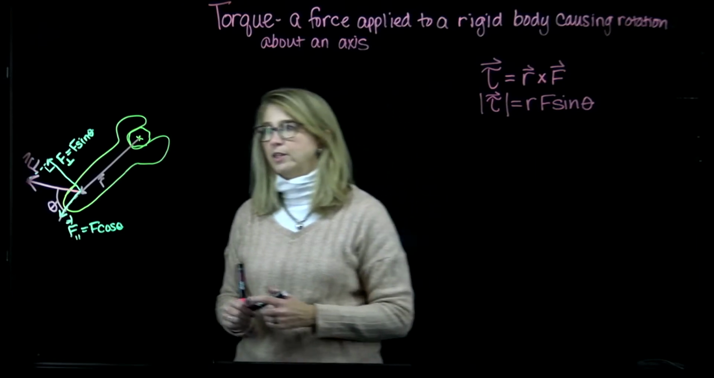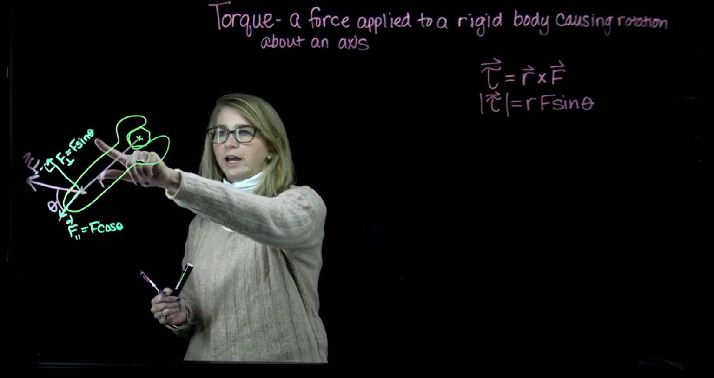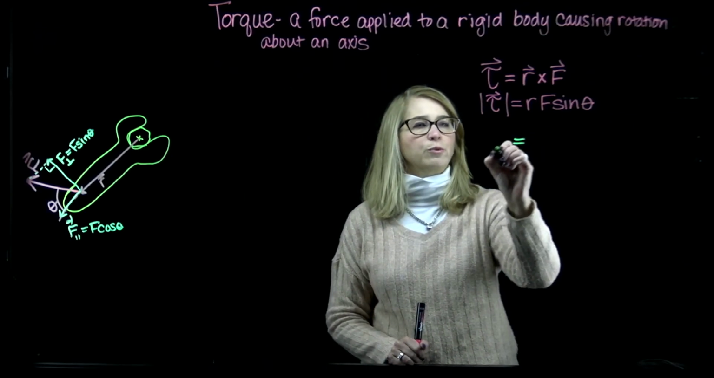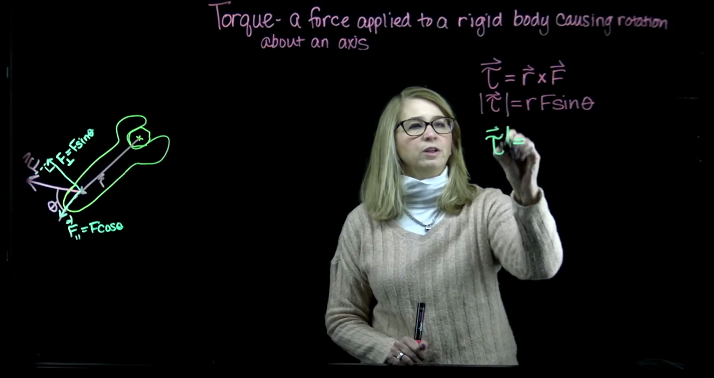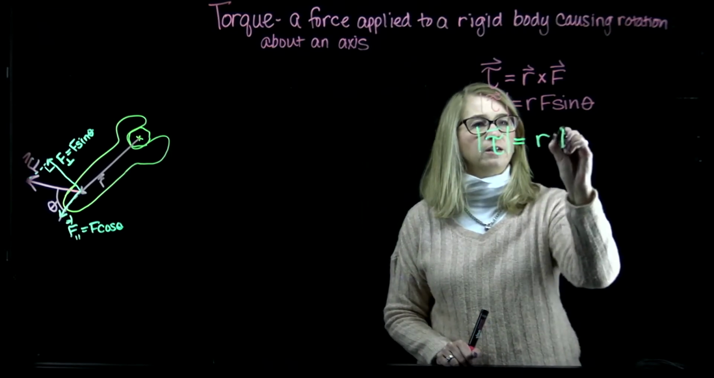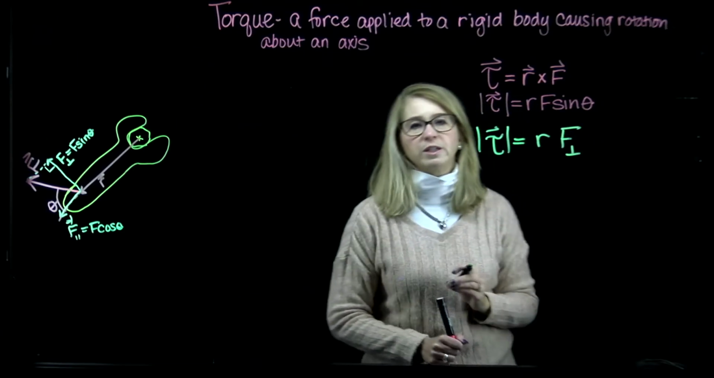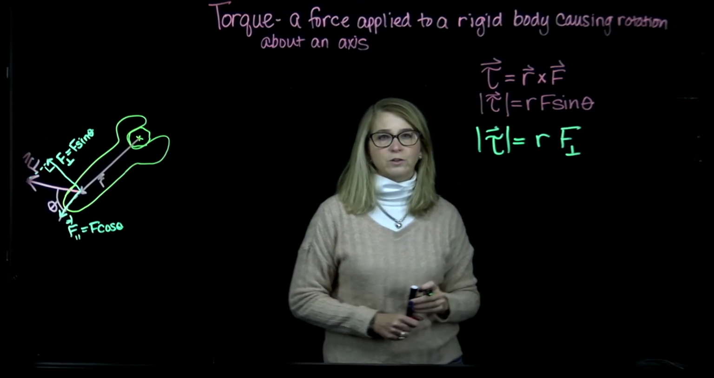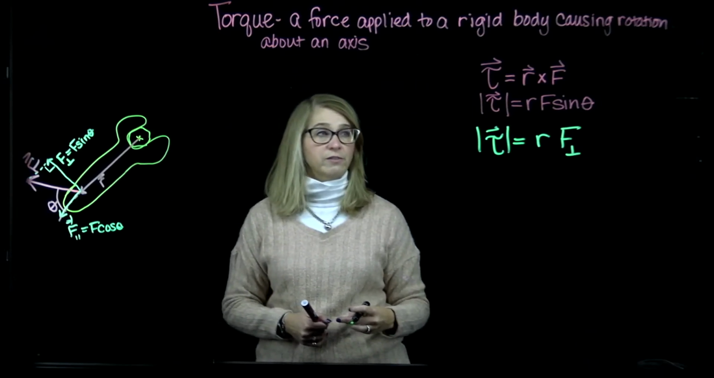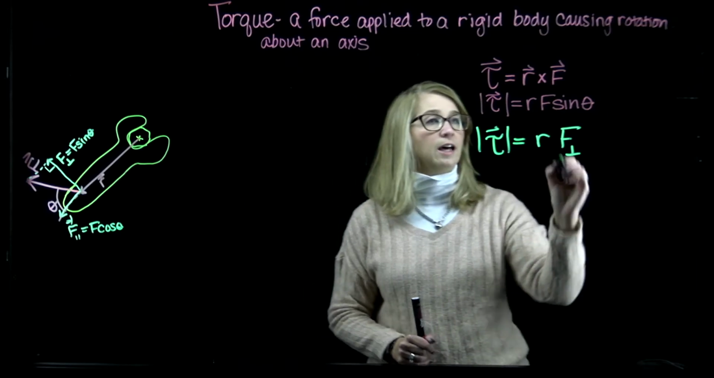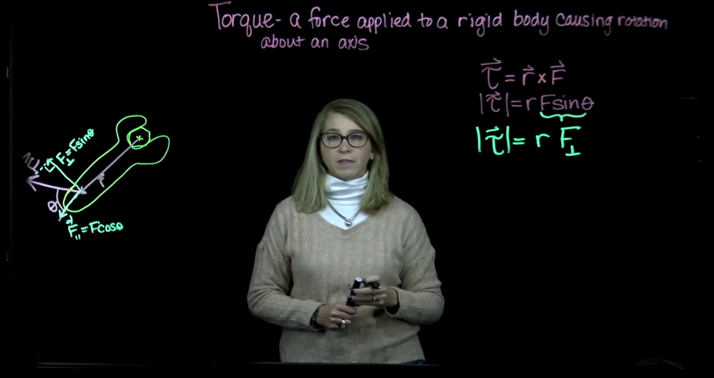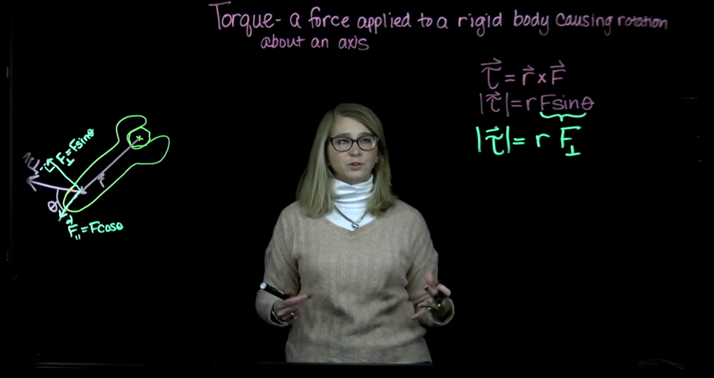And then I notice that the perpendicular component is equal to F times the sine of theta. And so I can think of this expression for torque, the magnitude, as the magnitude of the radius vector times the perpendicular component of the force, or the force component that's perpendicular to the radius vector, because this is just equal to F times the sine of theta. Okay, that's great.